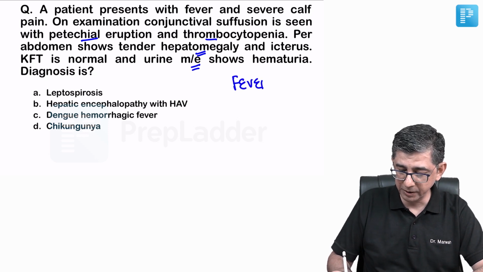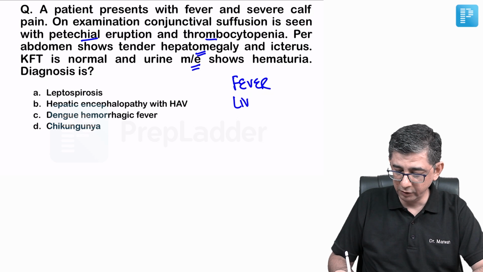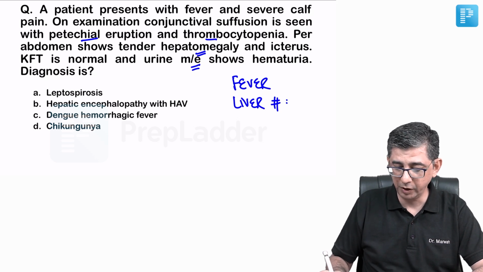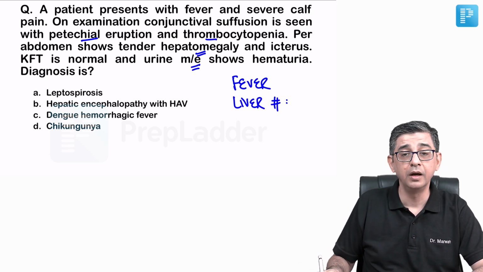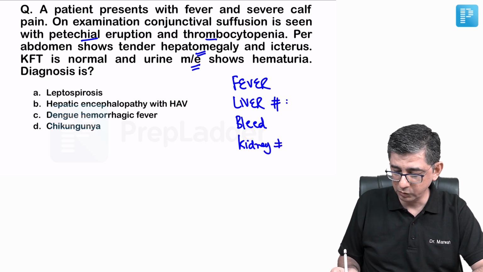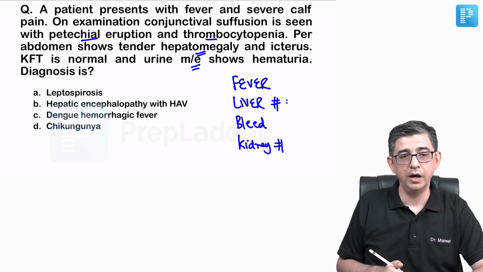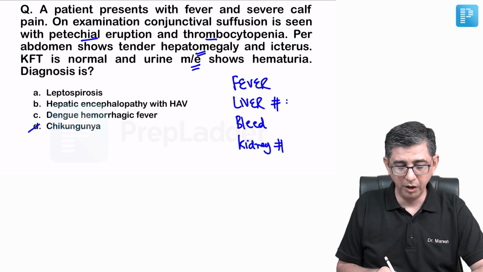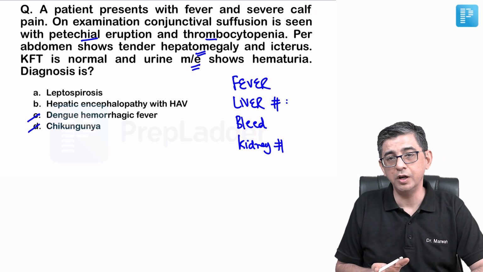There was fever present. Then there was liver involvement in this patient. This liver involvement was contributing to the derangement, with icterus occurring. Then hemorrhagic manifestations were also present. And at the same time, the kidney involvement had also occurred. So when I join all of these together, I can rule out chikungunya, which will mainly present with fever with joint pain, and dengue hemorrhagic fever, which will mainly have bleeding manifestations.